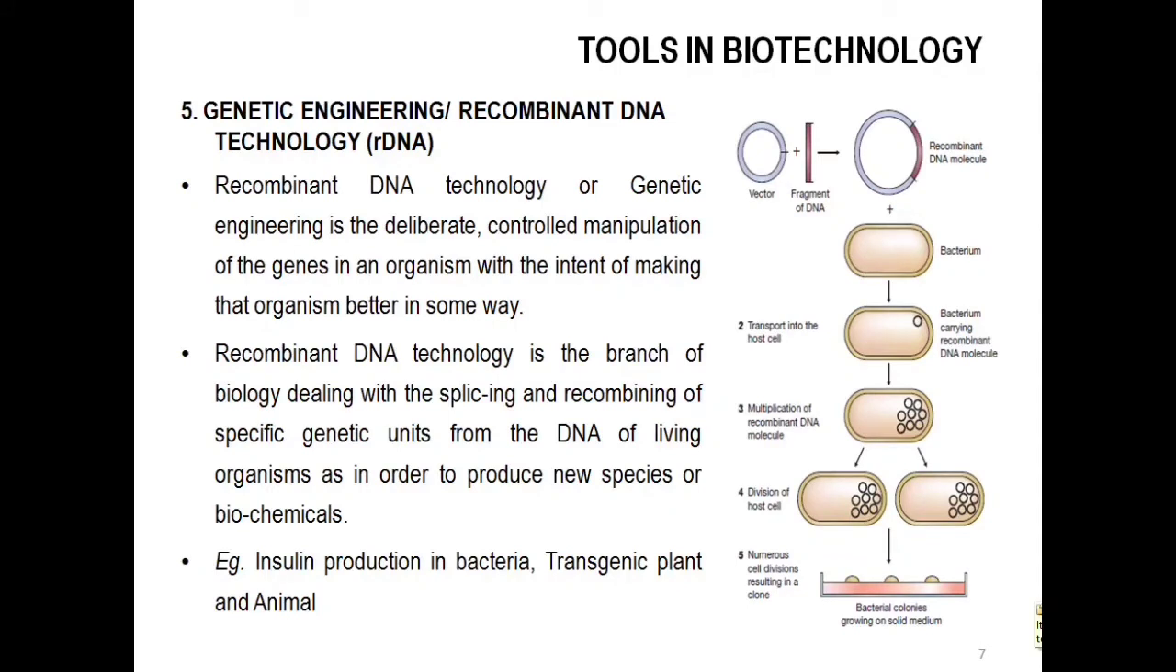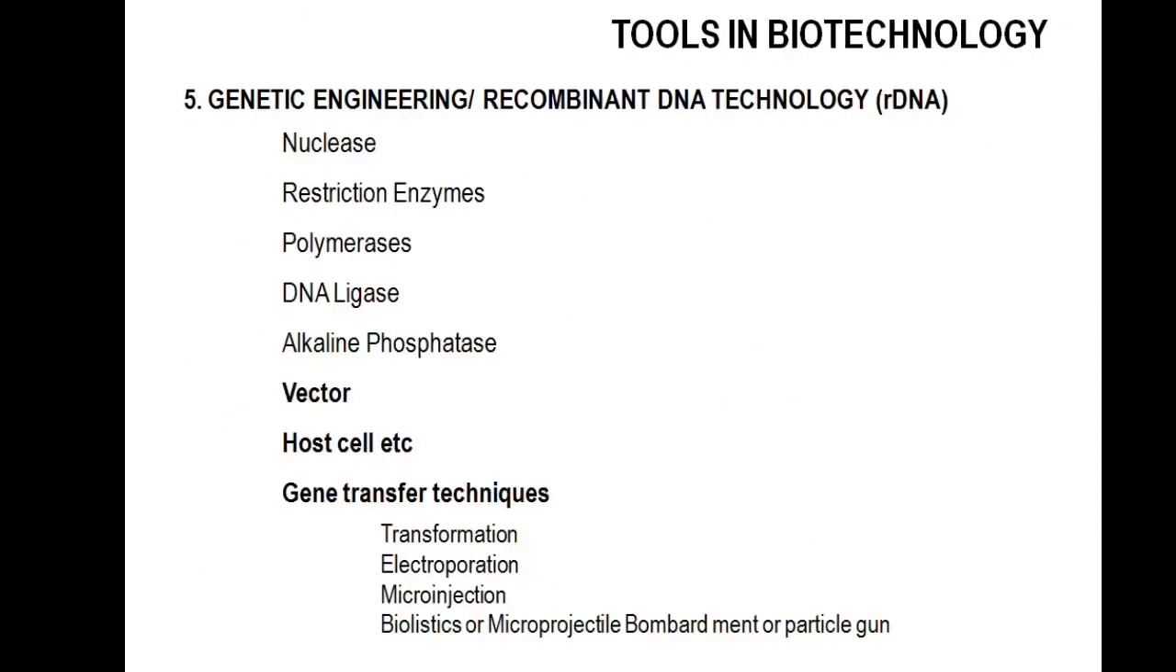In genetic engineering, we use enzymes like nucleases to cut the DNA. Another enzyme is the restriction enzyme, a restriction endonuclease, that is specific to some site. Restriction enzymes only cut the specific site of the DNA. And the other one is the polymerase, the DNA polymerase.